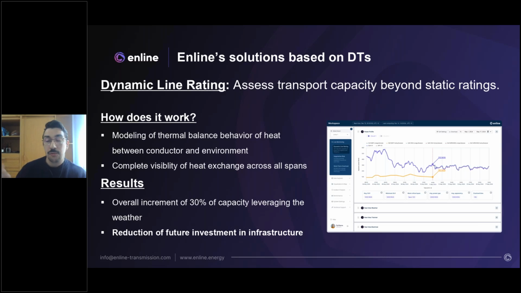And the results that we've been witnessing by applying this model is an overall increment of 30% of capacity compared with static ratings, and the whole goal is to reduce future investment in infrastructure. Instead of building new lines, let's just work better with the lines that we have to achieve this more electrified future.